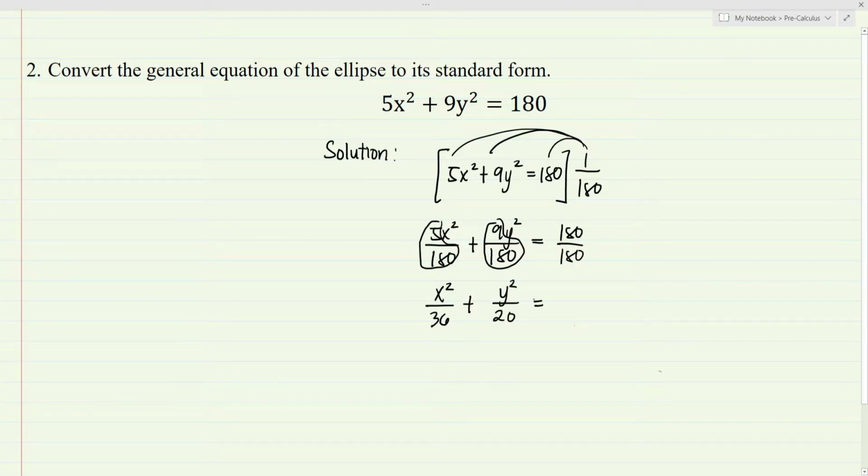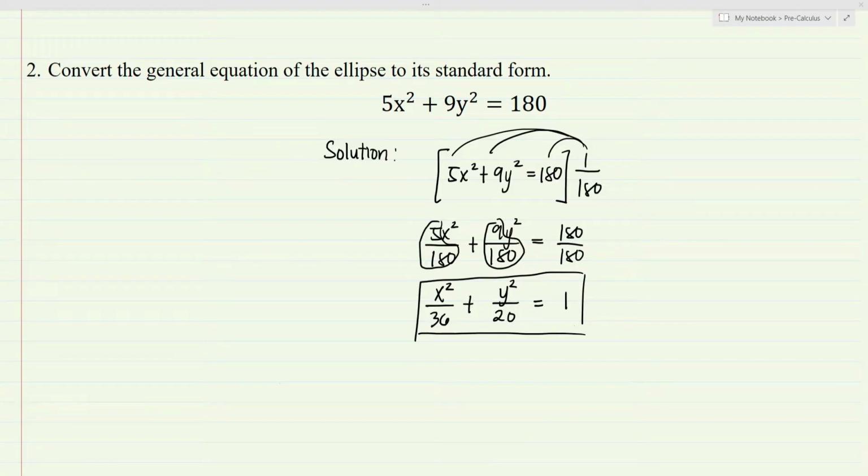Then on the right side of the equation, 180 over 180 is equal to 1. Therefore, the standard equation of this ellipse is x squared over 36 plus y squared over 20 equals 1.